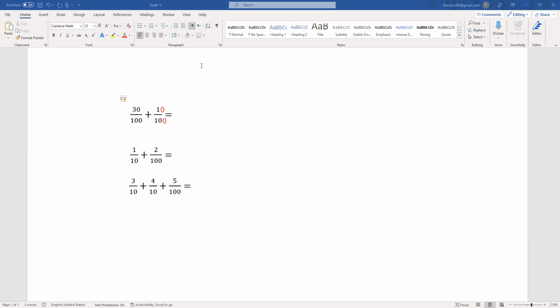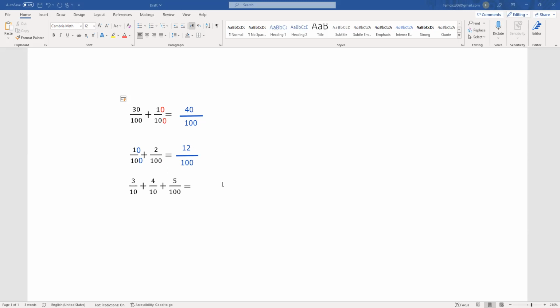Okay, now just adding them. We're going to have 30 plus 10, which is going to be 40. 100 is going to stay the same. Don't forget, guys, whenever we add fractions, the denominator does not change. You should always pay attention to that, okay? That is the first one. Now, the second one is the same process, okay? Here I have 10 and here I have 100. I need to make sure that they're both 100. So I'm going to multiply this one by 10 and this one by 10. So I'll have 100 here, and here I'll have 10. Now, adding them gives us 10 plus 2, which is 12, and 100 stays the same. Okay, that is this one.